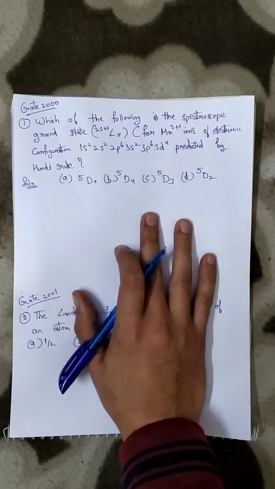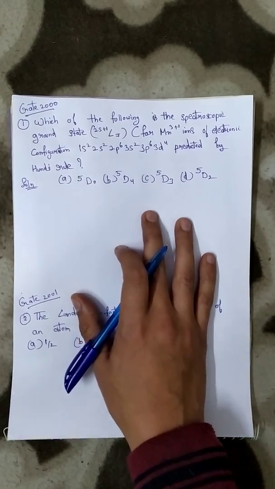First of all, if you have not seen my previous video, please go and watch that because I have explained the concept to find out the term symbol in ground state using Hund's rule. So let's start with this video.